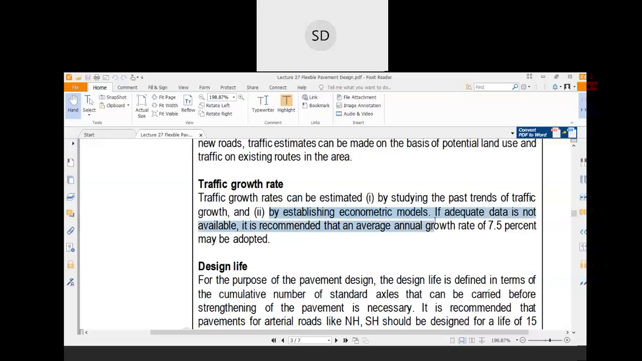Basically, that principle is a topic of research. You have to find out different models. For example, you can find out some relationship between the population growth and your traffic growth, and based on that relationship between the population and the traffic, you can find out what is the future growth rate of the vehicles within your area.